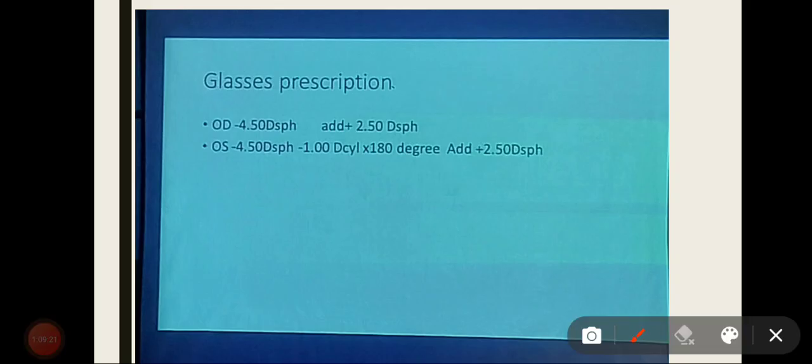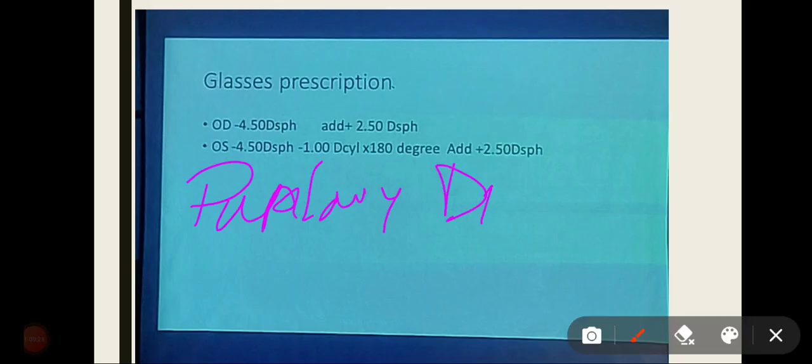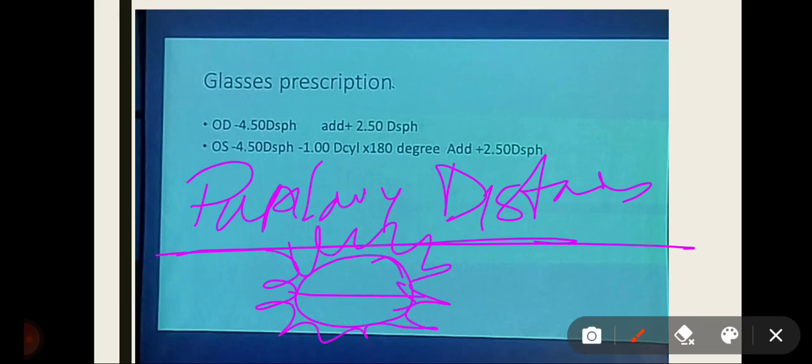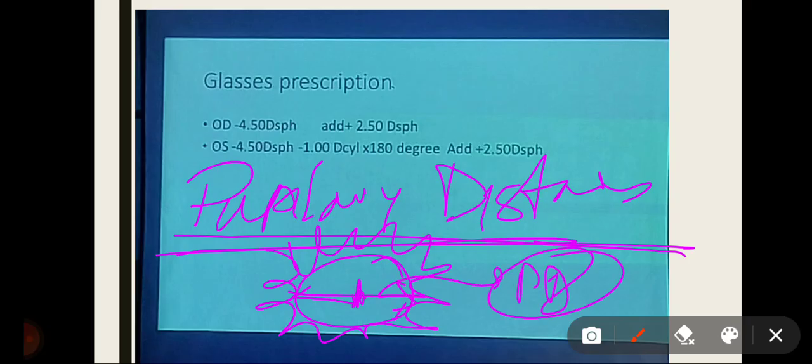Next component is pupillary distance. Pupillary distance is the distance between the centers of the pupils, needed for proper lens positioning. This is the pupil, and this is the iris. This is the pupillary distance. This is the center of the pupil. This is the PD, pupillary distance.